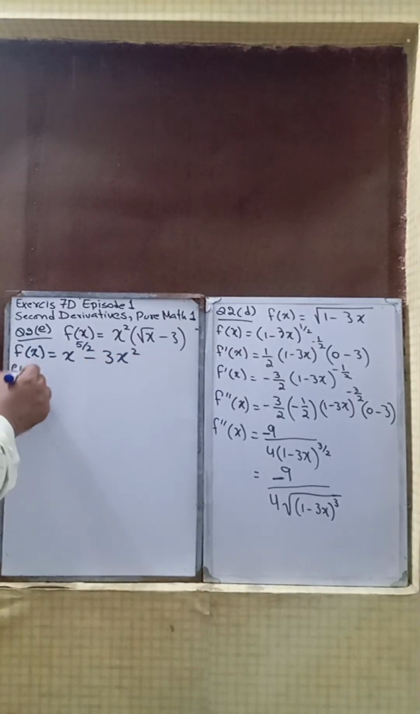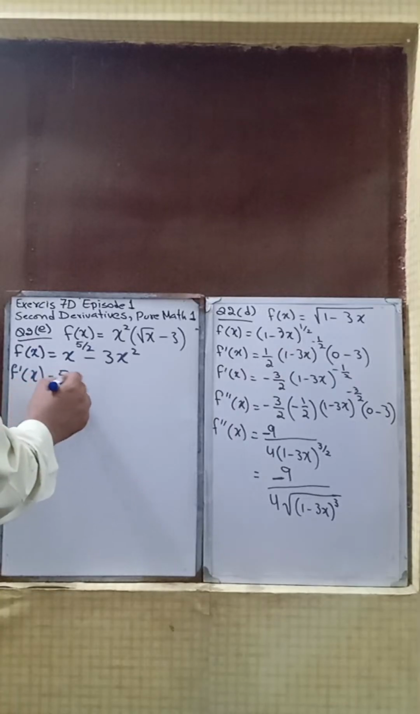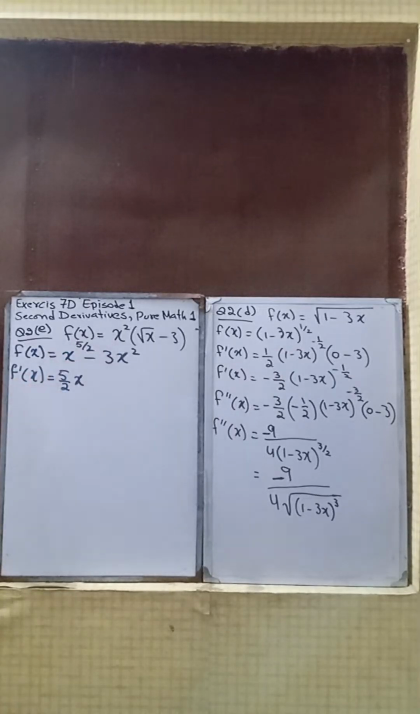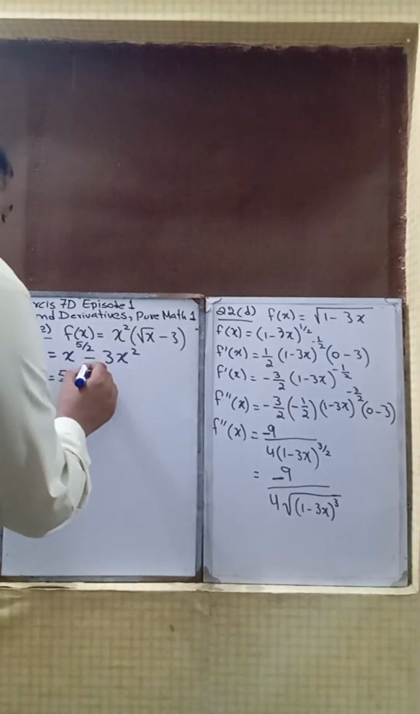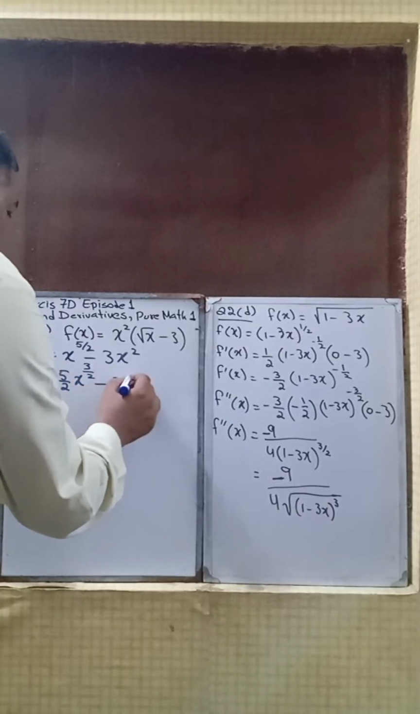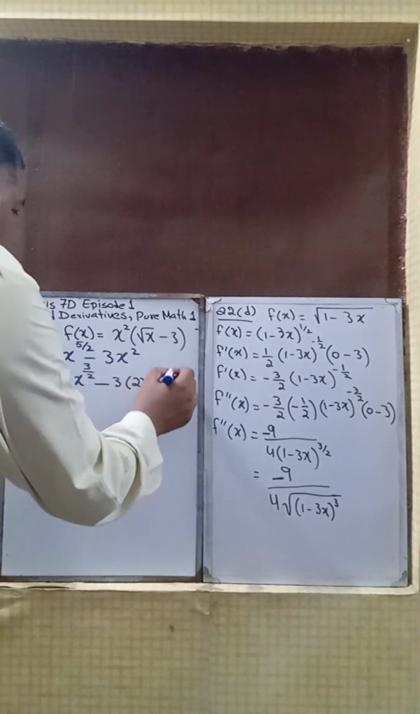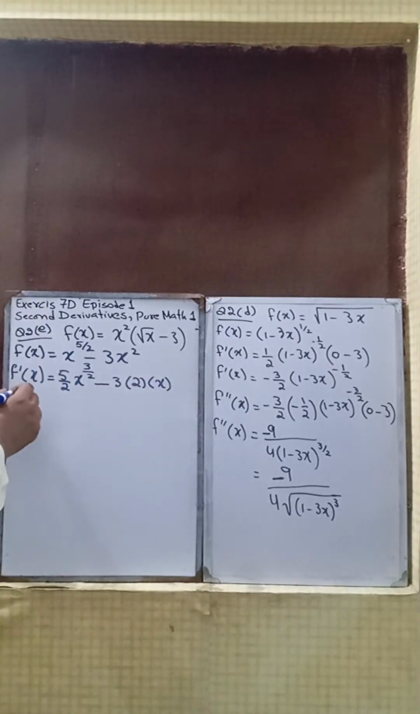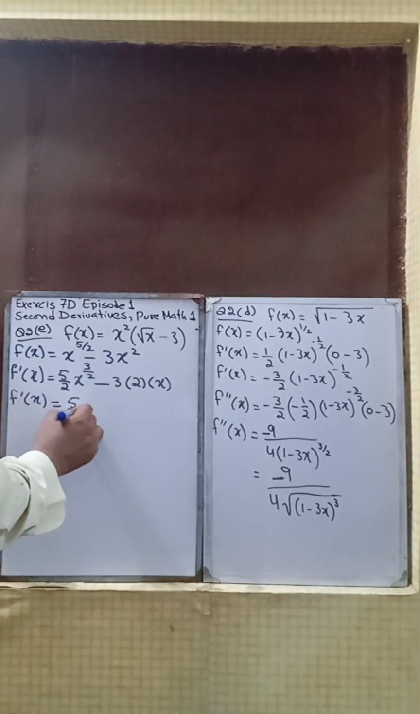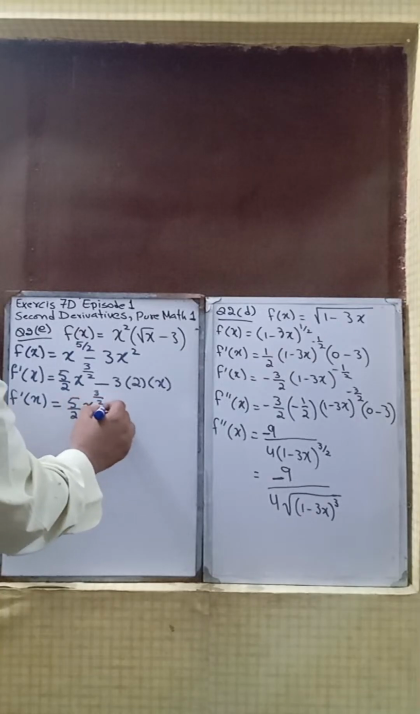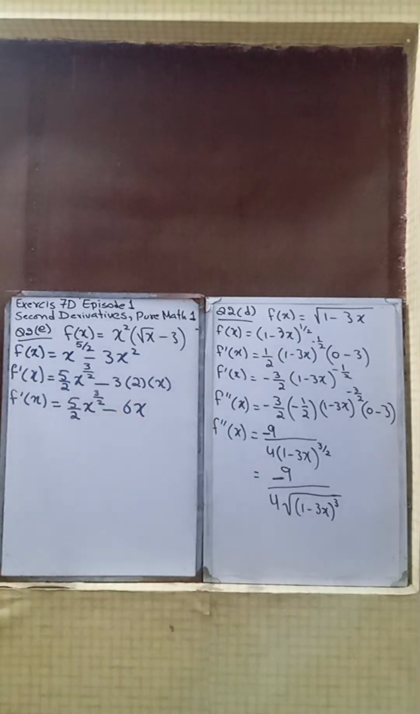So my first derivative will be equal to 5 by 2 into x to the power 5 by 2 minus 1, so it will be 3 by 2, minus 3 into 2 into x raised to power 1. So my first derivative is 5 by 2 into x raised to power 3 by 2 minus 6x. Then I will differentiate it again and I will get the second derivative.